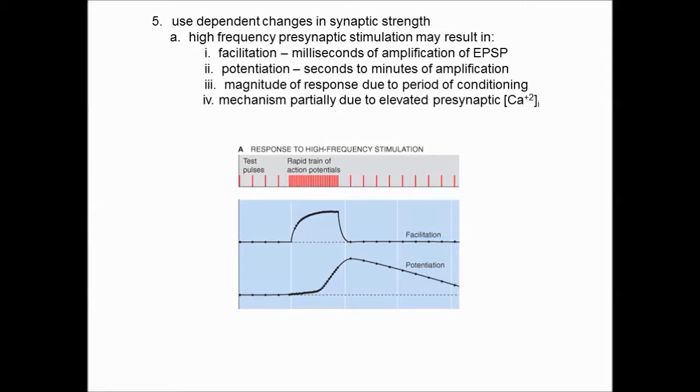Potentiation is something that lasts for a period of time afterwards. So the action potentials after a train will have higher EPSPs than they would otherwise. Both potentiation and facilitation are phenomena that are probably due to calcium. In other words, it's a result of conditioning of that presynaptic ending. If you keep stimulating, you're going to have more calcium within it, and so it's going to release more neurotransmitter.